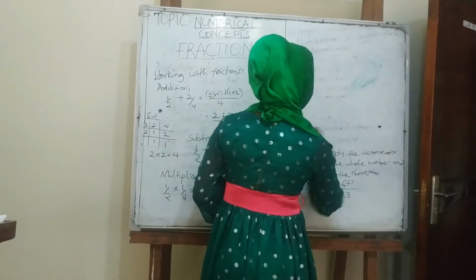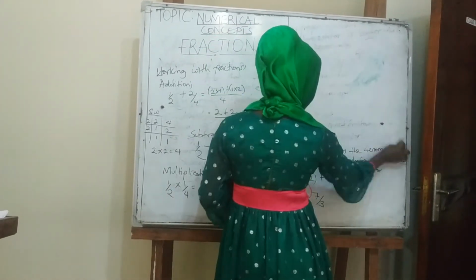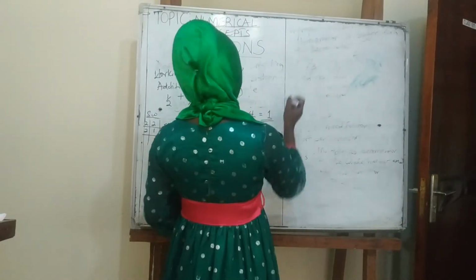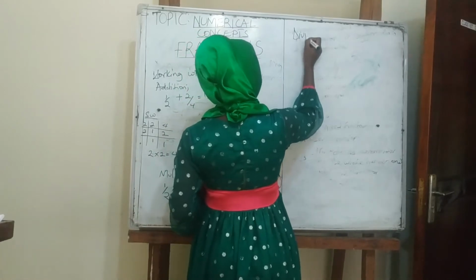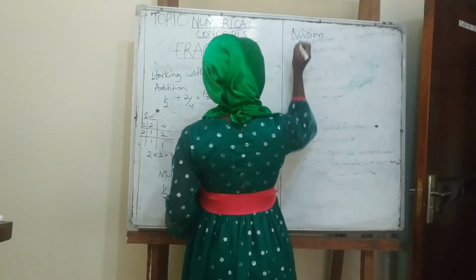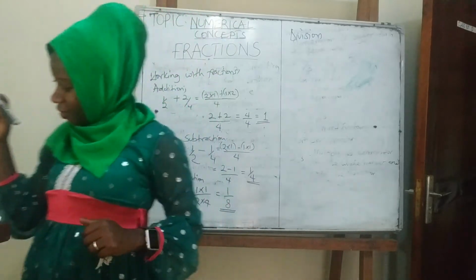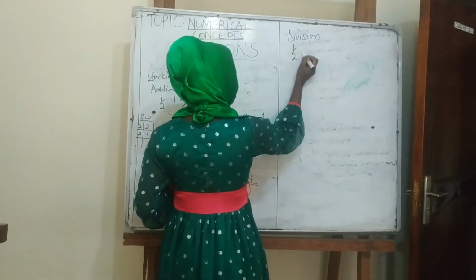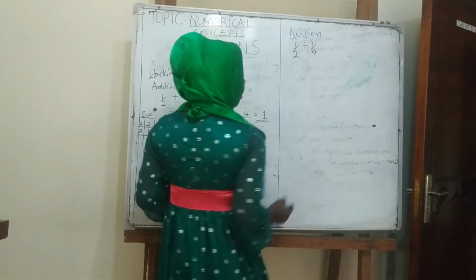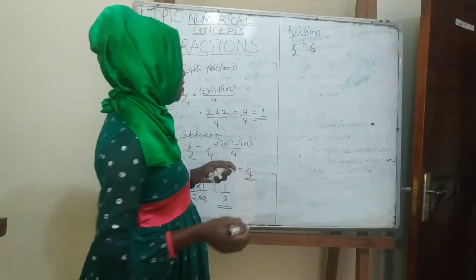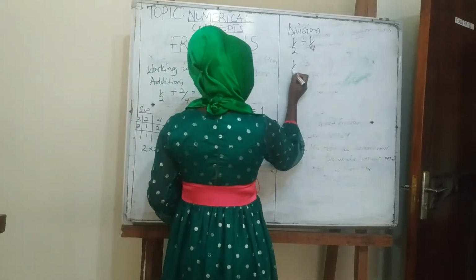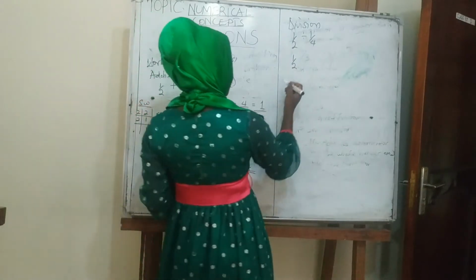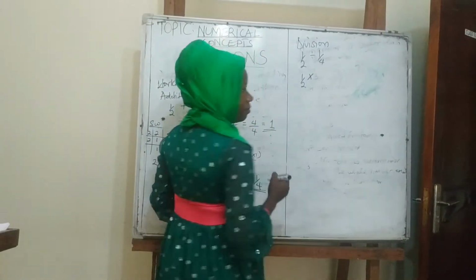Division of fractions, which is also simpler. We have division of fractions. I have a very simple example, like a half divided by a quarter. For the case of division, I'll have a half. But then I change my division sign into a multiplication sign. My division sign now becomes a multiplication sign.